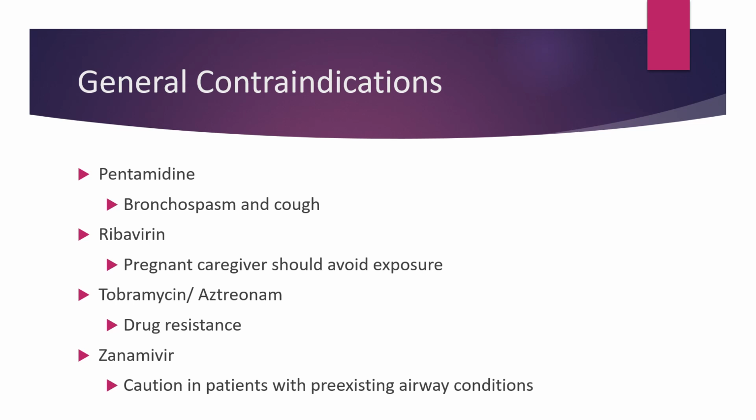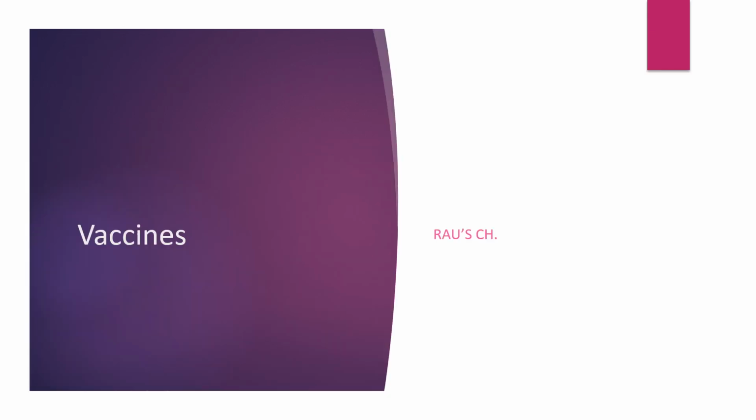For ribavirin, pregnant caregivers really do need to avoid exposure. Tobramycin, the big thing we have to worry about is building up drug resistance. And then zanamivir, the big thing would be pre-existing airway conditions. Could be a big contraindication because if they already have obstructive flow rates, if they already have issues, then this is not the medication that's going to help them. It won't be effective for them because they already have issues with getting medication deposition into their lung.